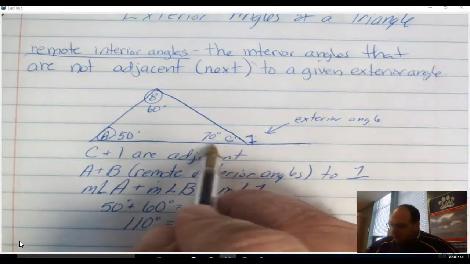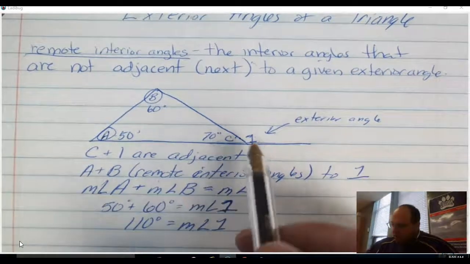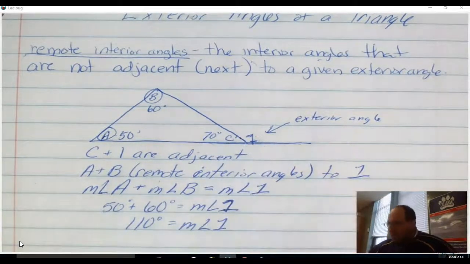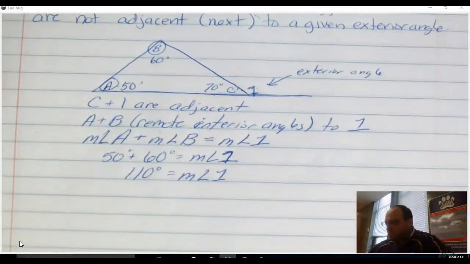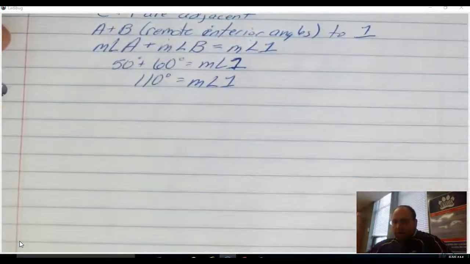There's another way to figure out this 110 degrees. It's dealing with supplementary angles, which we'll get into later on. Supplementary angles are two angles that equal 180 degrees. All right? So let me go ahead and show you another one with another triangle.